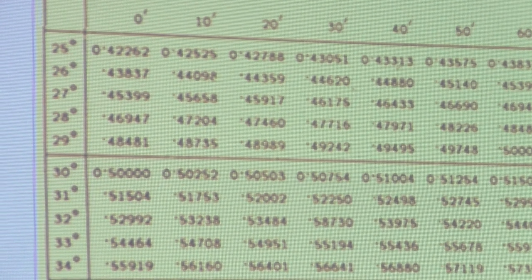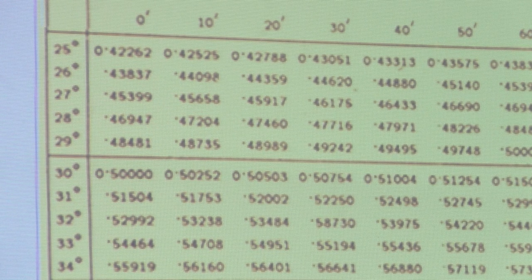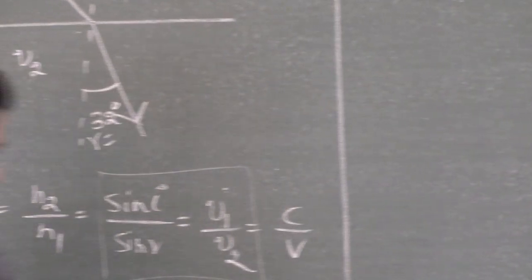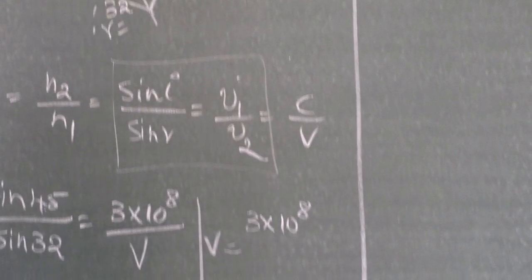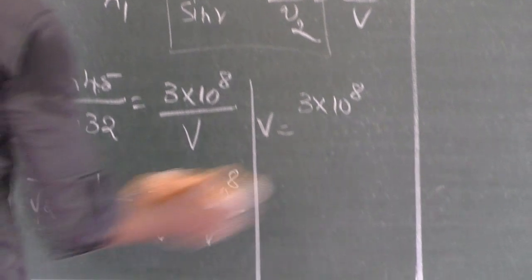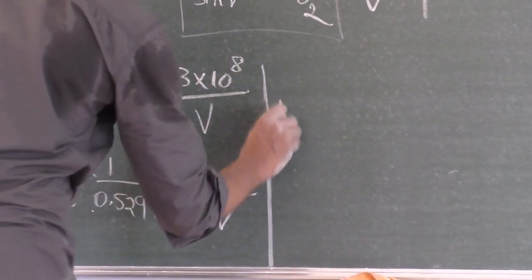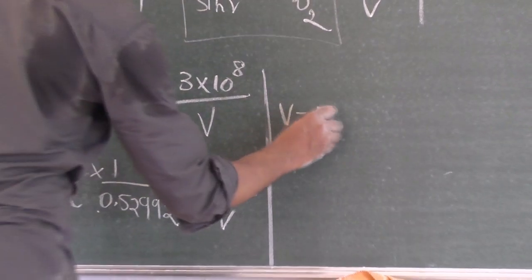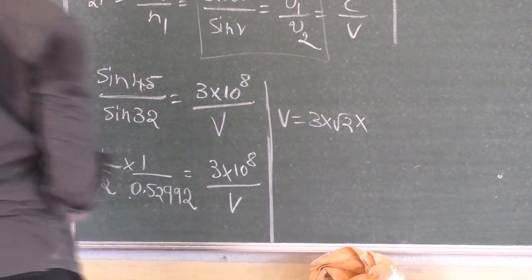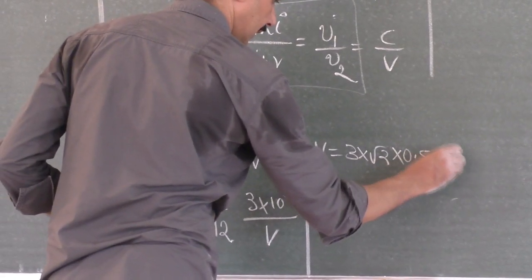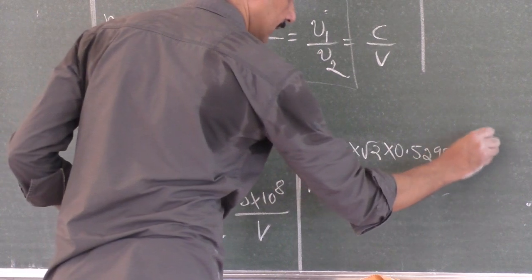So we can write the answer here now, 0.52992. You have to get the answer. I don't have a calculator here now. You just check it. What is the speed of light in that medium? V is equal to, you can bring V here, 3 into 10 to the power 8 into root 2, so everything comes to the numerator. So V is equal to 3 into root 2 into 10 to the power 8 divided by 0.52992. That's what you have tried.